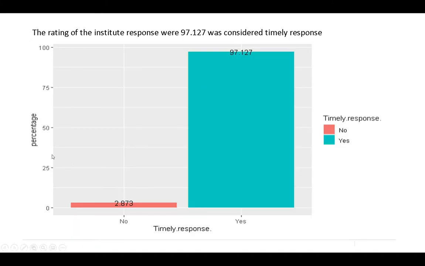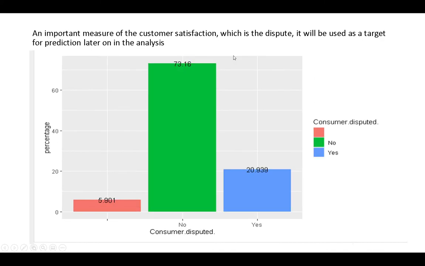This is timely response, whether there was a timely response from the financial institute or not, and it's 97% yes. Then the consumer disputed, so we had yes and no, and we had 5.9% that is sliced out of the data set. So we worked with the yes and no consumers, because the others may still be under complaint and not yet finalized.